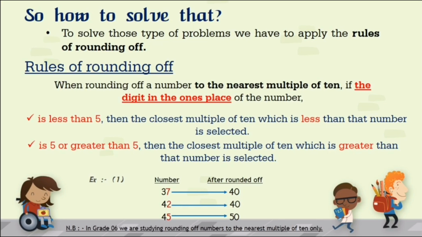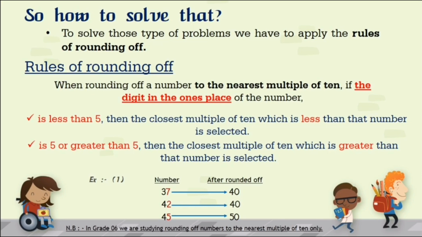First number is 37. You have to check whether the last digit is less than 5 or equal or greater than 5. In 37, the last digit is 7. It is greater than 5. So we have to select the closest multiple of 10 which is greater than that number. So the answer is 40. In 42, the last digit is 2. It is less than 5. So then we have to select the closest multiple of 10 which is less than 42, that is 40.